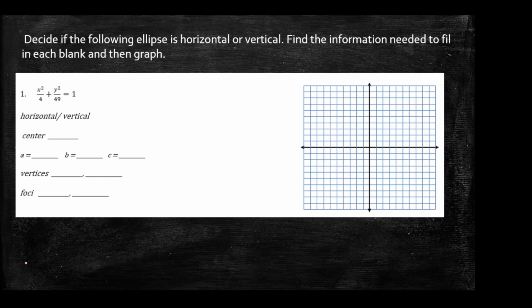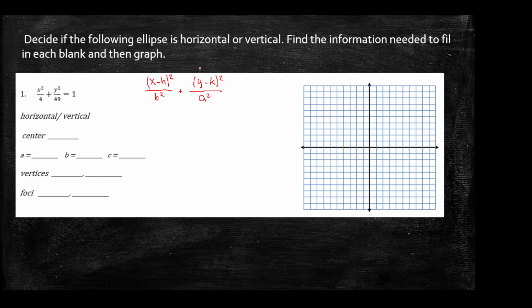All right, where's the bigger number in the denominator? Which is the bigger number, the 4 or the 49? 49, and 49 is under the y's. So that makes that the a. Remember, my equation is (x minus h) squared over, and it's either a or b, whichever one's the bigger. In this case, this is the smaller, so this is b squared, plus (y minus k) squared over 49, so this is a squared.